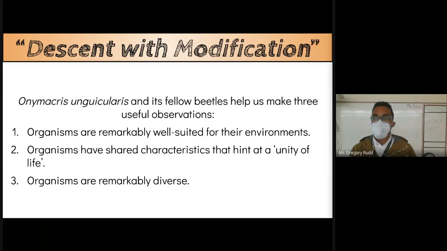The second observation is that organisms have shared characteristics. And this hints at what's called a unity of life. We'll talk more about that. But we looked at those beetles, 350,000 known species of beetle. They all have three pairs of legs and two pairs of wings and a hard exoskeleton. So these shared characteristics give us a hint that maybe at one point in the distant past, there was one singular type of beetle, but over time it evolved into different species. This is what we mean by unity of life.